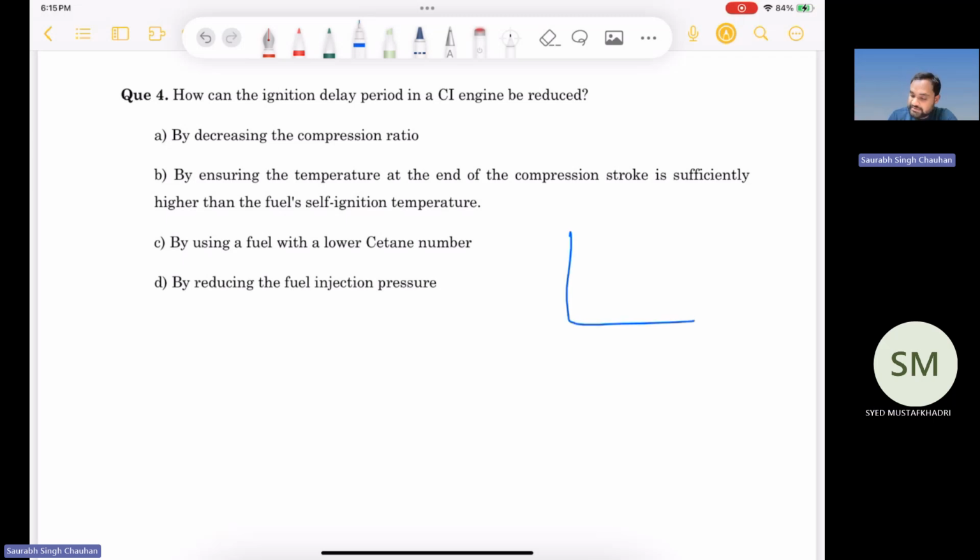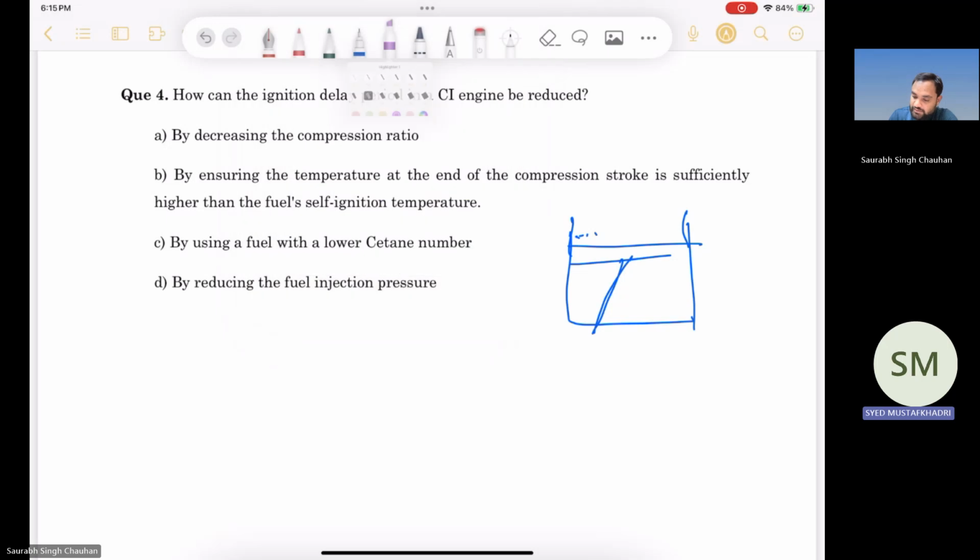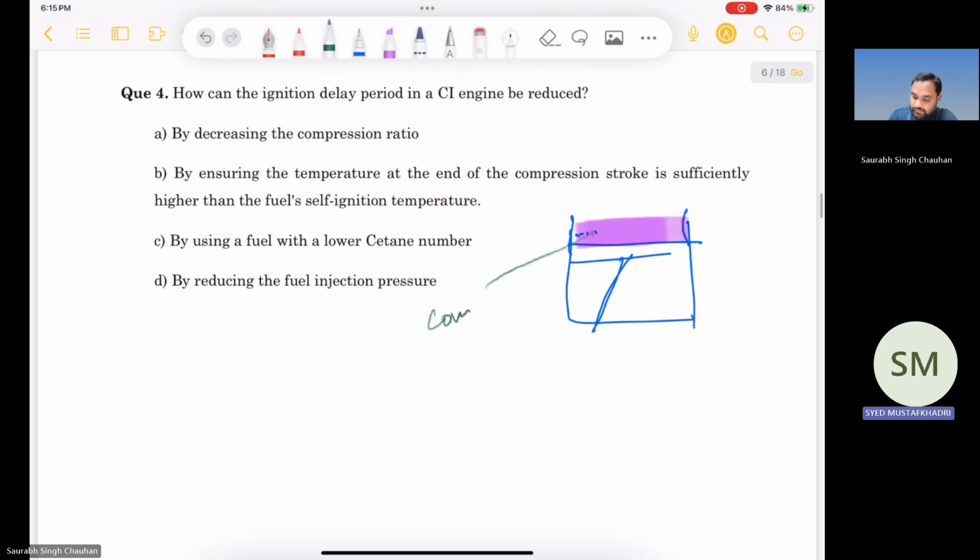Let us say this is your piston, and this is compressed air. Here you have compressed air, and this compressed air is very hot, right? And you inject the diesel into this hot air. You inject the diesel, so the diesel will come out as a spray.